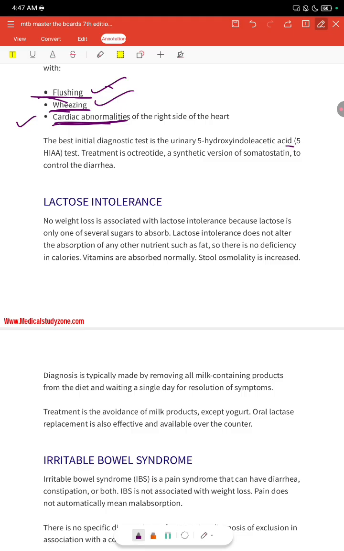5-HIAA test. Urinary 5-hydroxyindole acetic acid test. Treatment is octreotide, a synthetic version of somatostatin, to control the diarrhea.